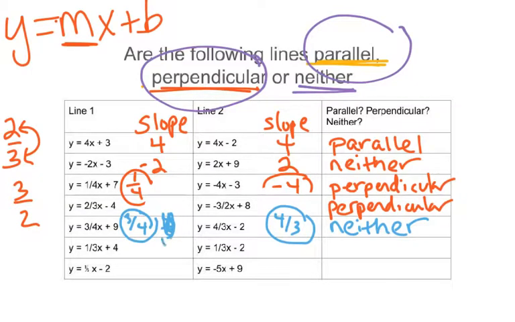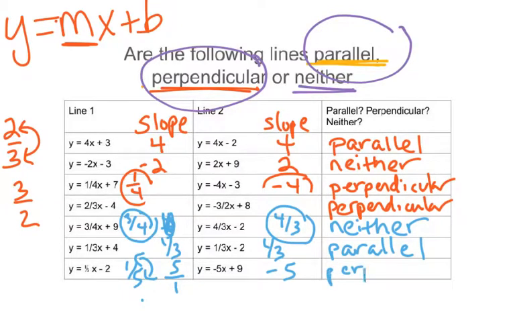This slope is 1/3. This slope is 1/3. They're exactly the same, so these two lines are parallel. And lastly, this slope is 1/5, and this slope is -5. Well, if I flip 1/5 over, it will be 5/1 or 5. And this is a positive, this is a negative, so they're perpendicular.